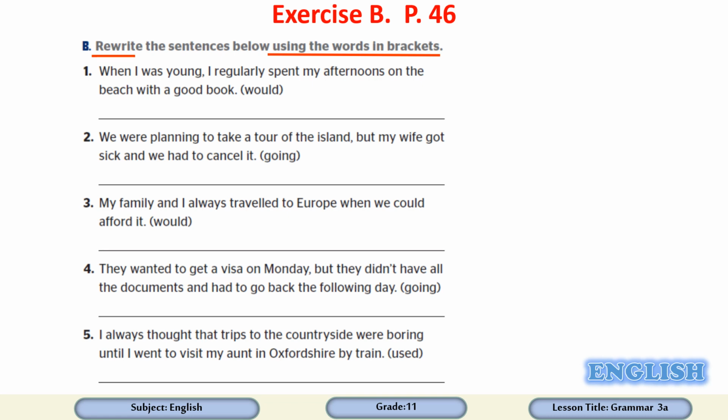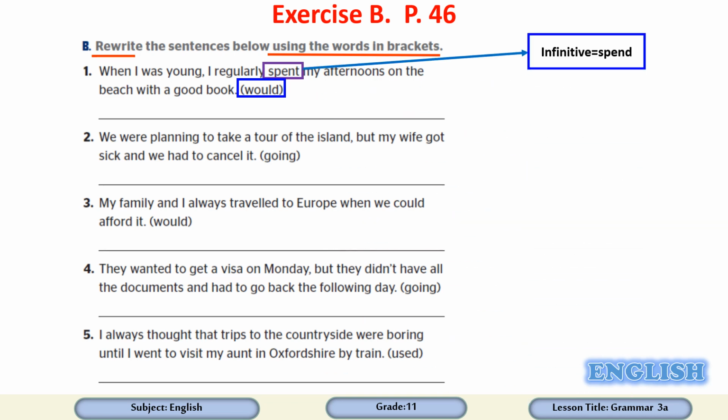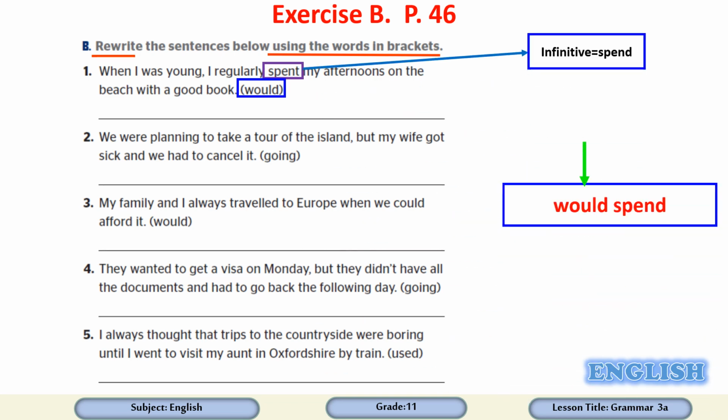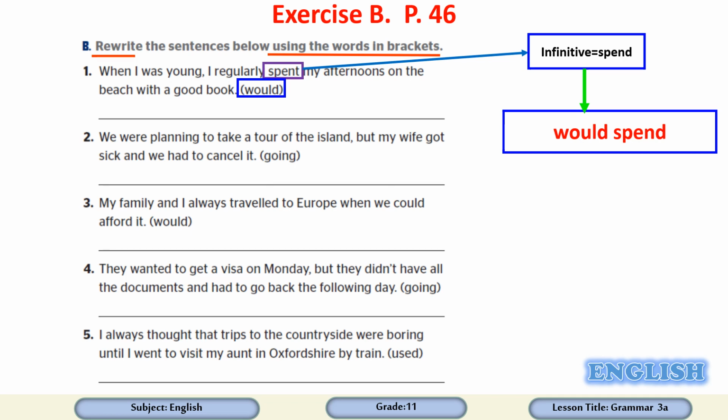Let's work on the first sentence together. The word given is would. The verb of the sentence is spent. It's in the past. We need the infinitive form, which is? Yes, very good. It's spend. We will have would spend. So what can be the answer? Yes, excellent. The answer is, when I was young, I would spend my afternoons on the beach with a good book. Pause the video now and take some time to finish the other 4 sentences. If you have finished, let's begin.